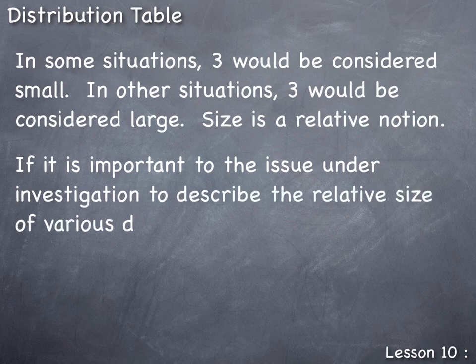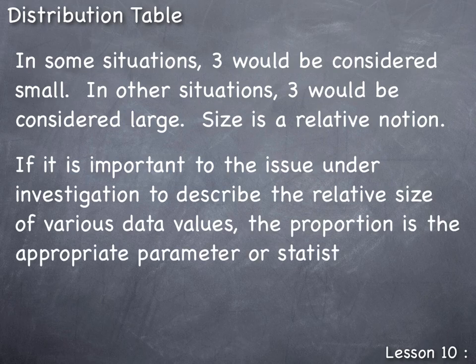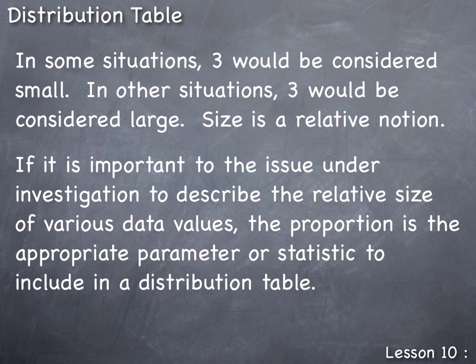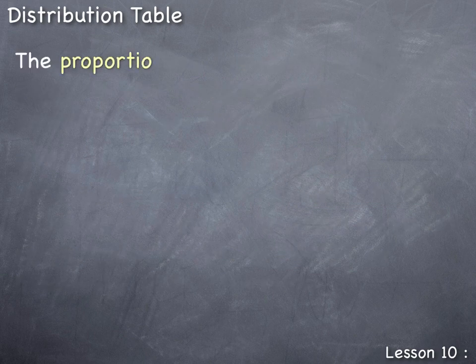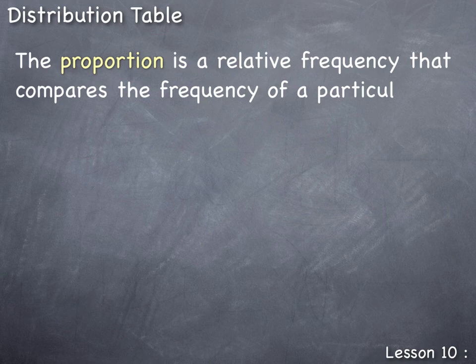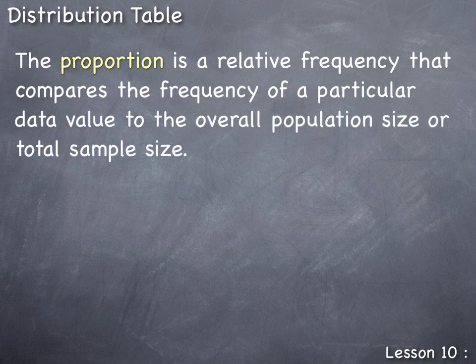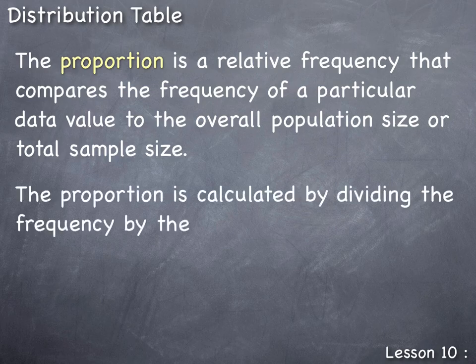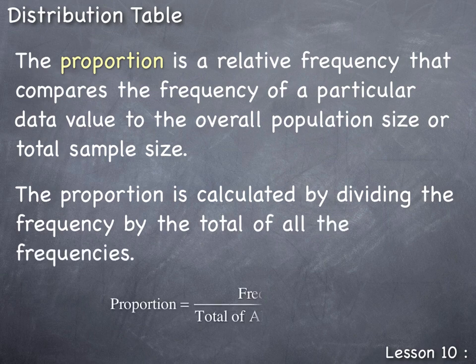If it is important to the issue under investigation to describe the relative size of various data values, the proportion is the appropriate parameter or statistic to include in a distribution table. The proportion is a relative frequency that compares the frequency of a particular data value to the overall population size or total sample size. The proportion is calculated by dividing the frequency by the total of all the frequencies.